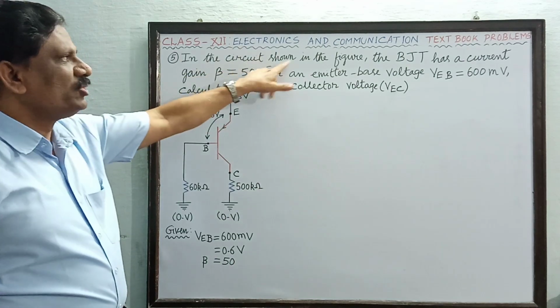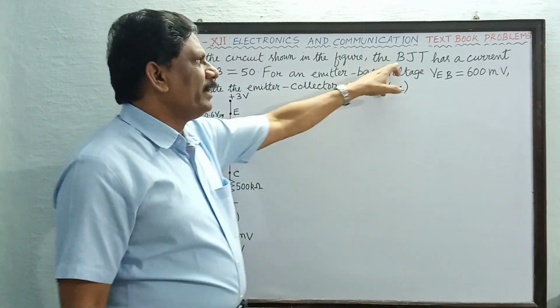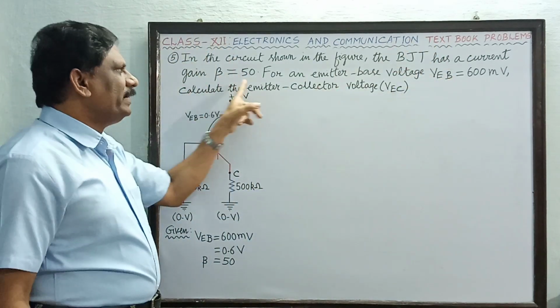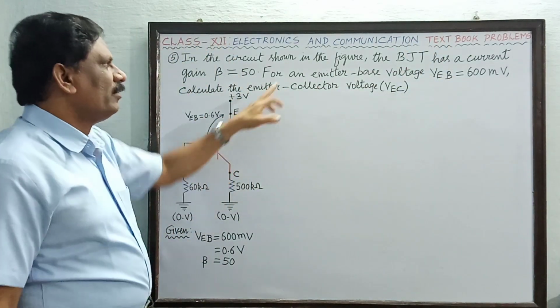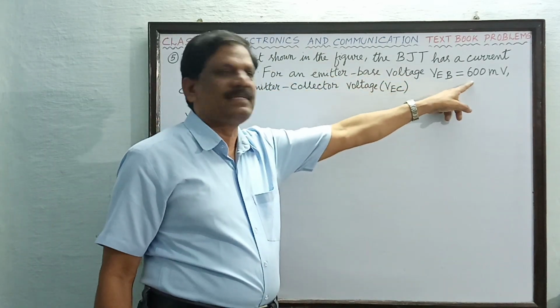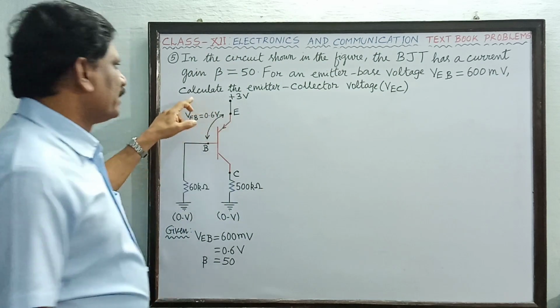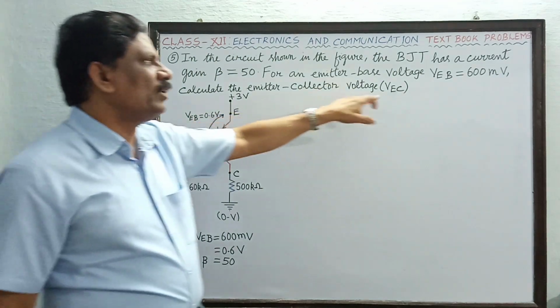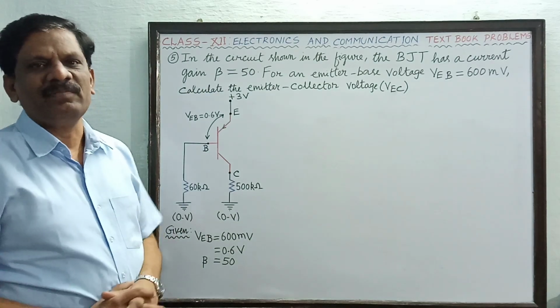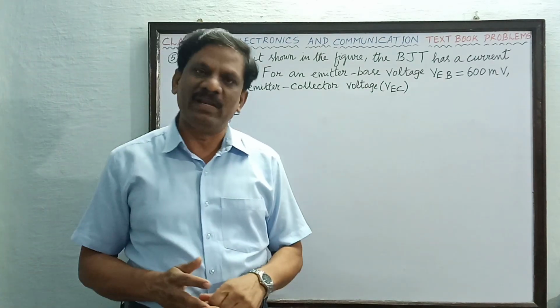In the circuit shown in the figure, the bipolar junction transistor has a current gain beta equal to 50 for an emitter base voltage VEB equal to 600 millivolt. Calculate the emitter to collector voltage VEC. Very simple numerical problem it is. We have to understand the circuit very well.